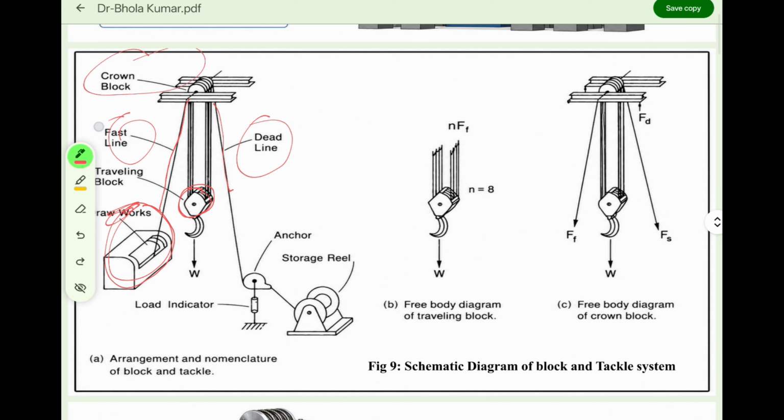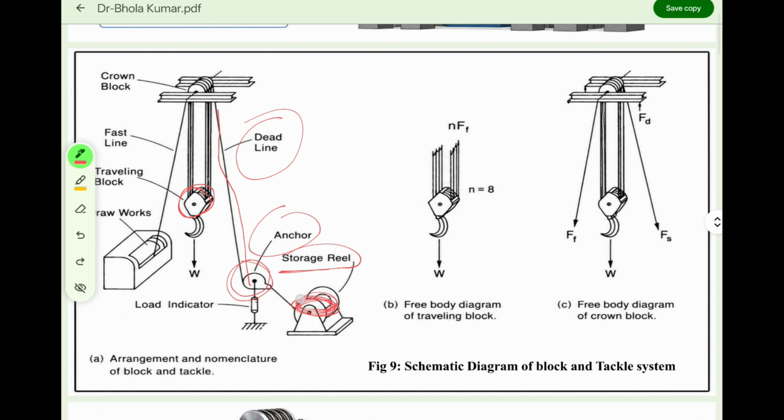So why is it called the fast line? Because it is continuously moving, with upward and downward movement of this line going on. That's why it is called the fast line. And this is the dead line. This dead line is not moving, it is fixed with the anchor. This is called the anchor, right? And this is called the storage reel, where some of the drilling line is stored.